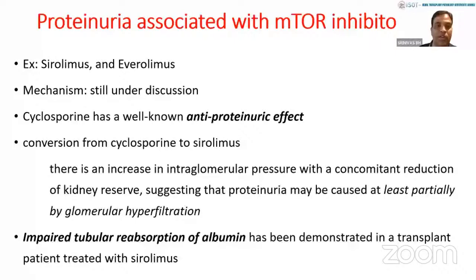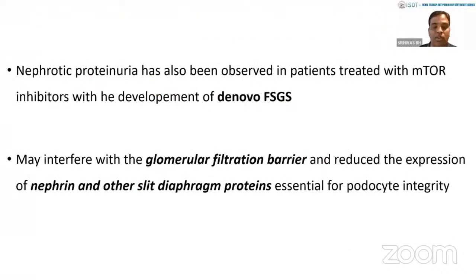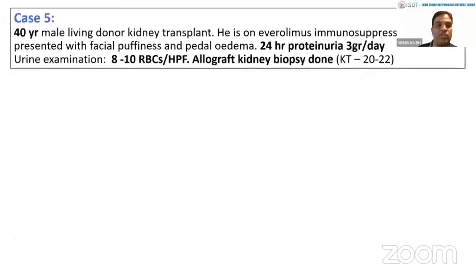How will it cause FSGS? It mainly interferes with the glomerular filtration barrier, causing reduced expression of nephrin as well as other slit diaphragm proteins, which affects podocyte integrity. So whenever we are using mTOR inhibitors, we especially need to monitor the proteinuria serially, to see whether it is causing any graft damage.